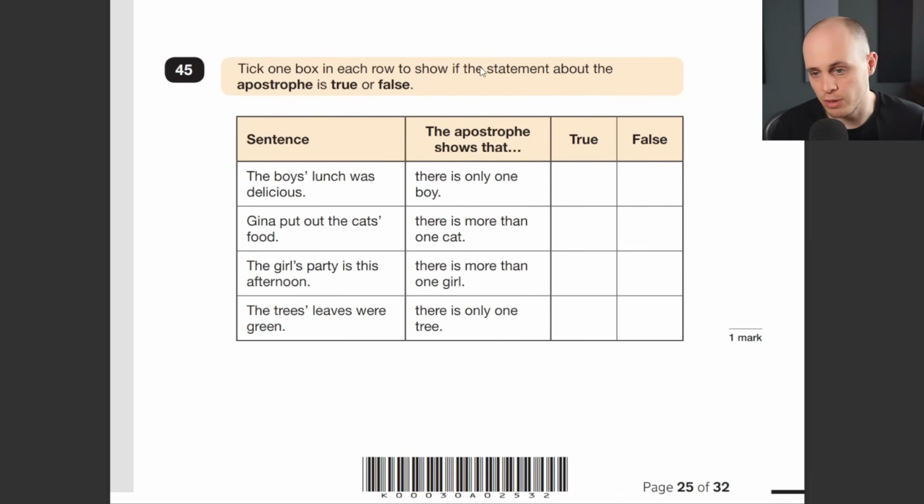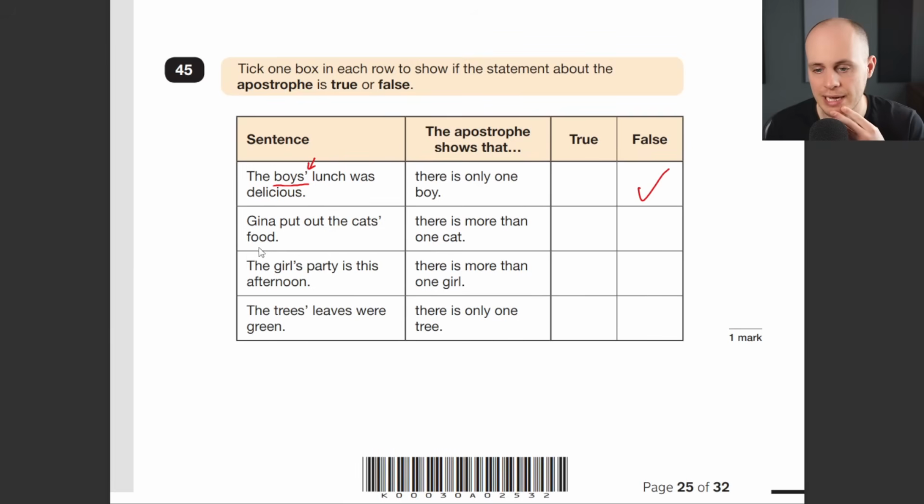Tick one box in each row to show if the statement about the apostrophes is true or false. What do we know about apostrophes? They can show possession, right? And they can also be used for contracted verbs. Now, in this one, it's just all about possession. It's about plural possession or not. So the boys' lunch was delicious. The reason that apostrophe is after boys is because it means there's more than one boy. So there is only one boy is false.